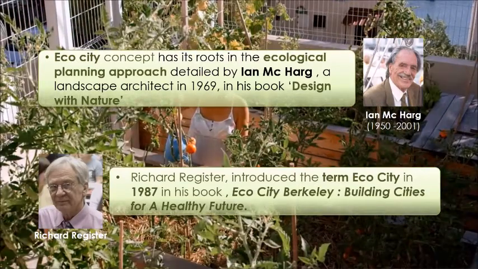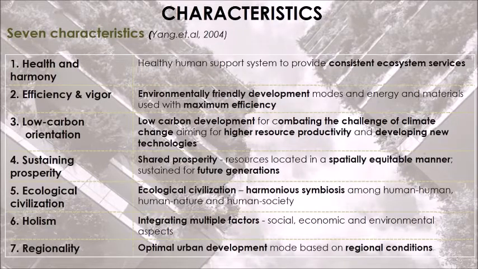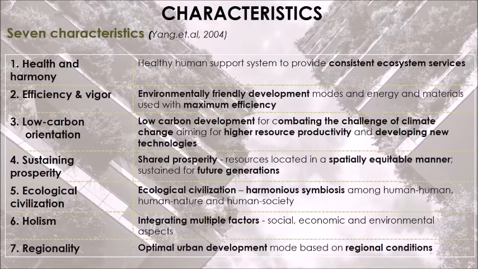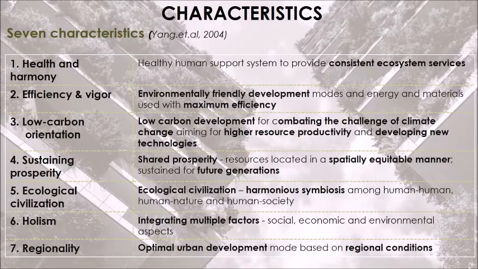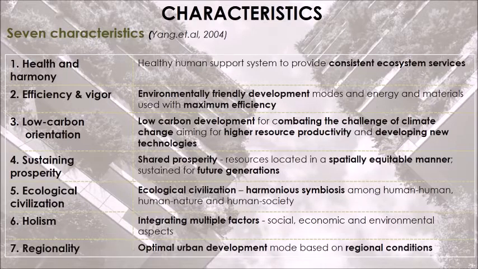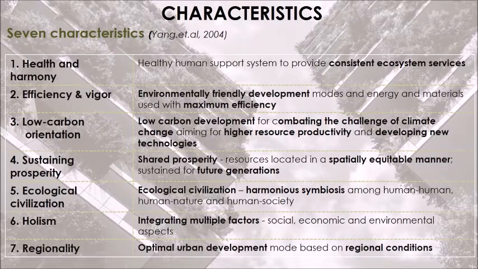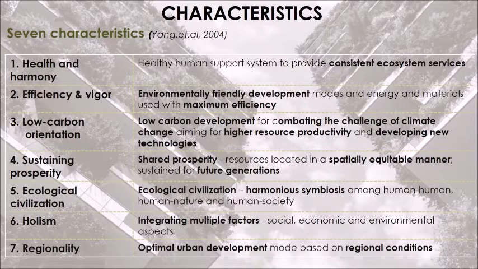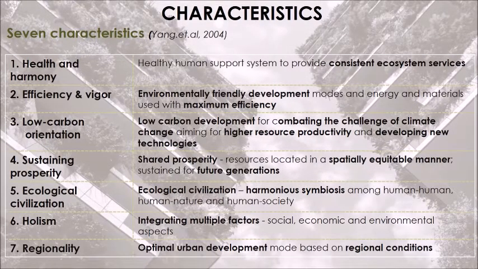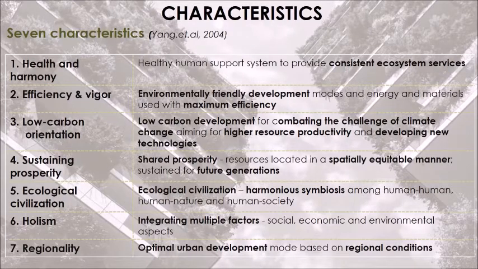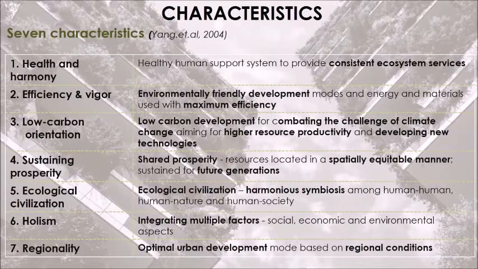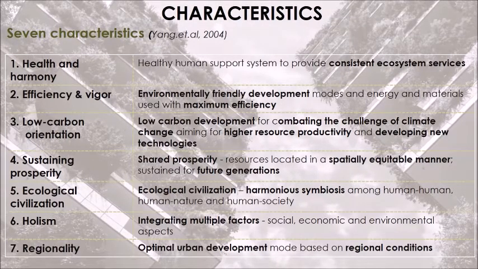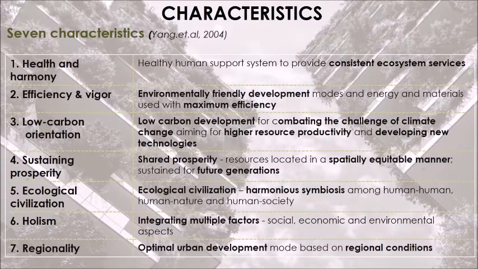What are the characteristics of the eco-city? Yang put forth 7 characteristics. The first is health and harmony, that is a healthy human support system to provide consistent ecosystem services. Second is efficiency and vigor, that is environmentally friendly development modes and energy and materials used with maximum efficiency. Third is low carbon orientation, that is low carbon development for combating the challenge of climate change, aiming for higher resource productivity and developing new technologies.